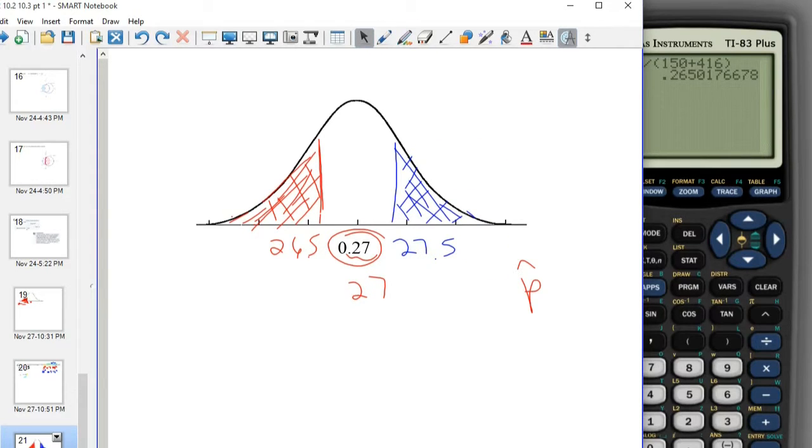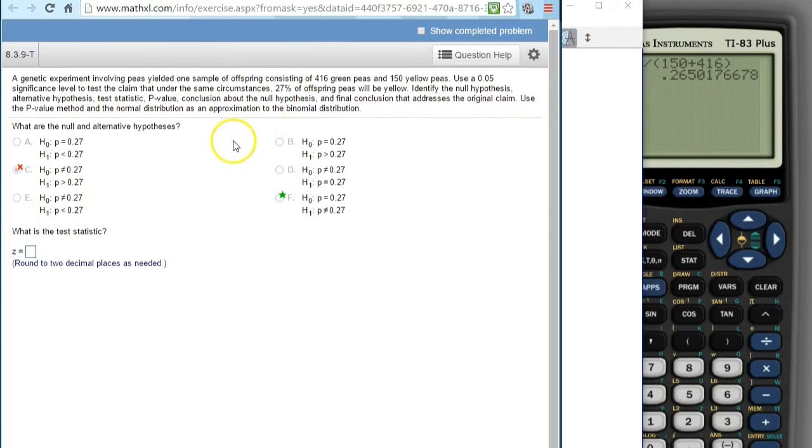So let's illustrate it. Let's go through and come up with our numbers. So this was the correct one. Again, it's equal to because we have to have equality for the claim. The claim is that 27% will be yellow, so the proportion is 27%. And the alternative hypothesis here is not equal to because we're not told whether it's above or below. It doesn't say anything about that. All right, so anyway, that's going to be our information.